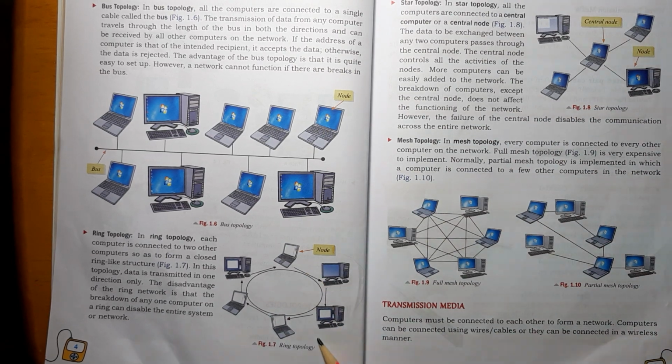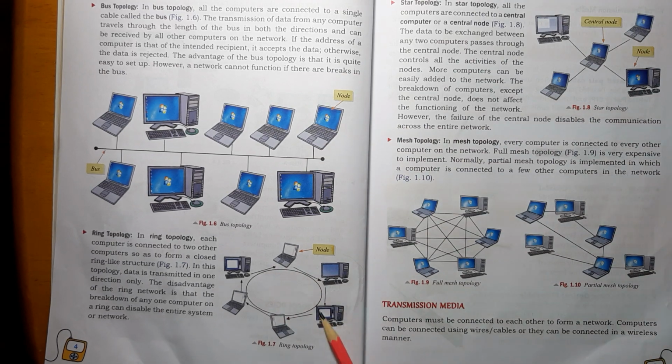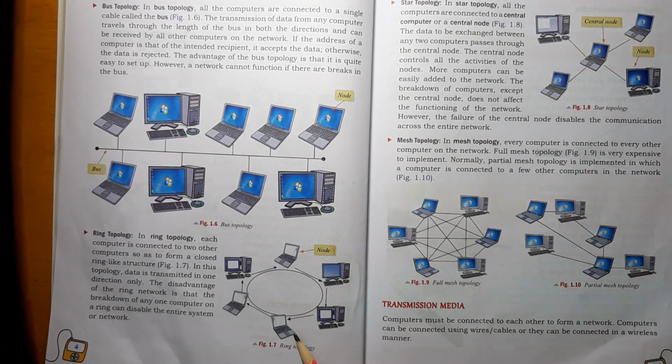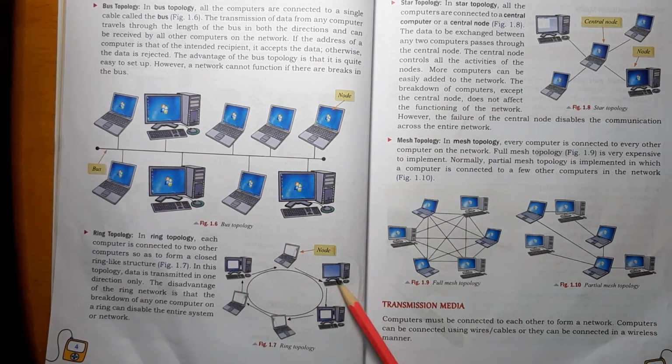So here in this picture we can see the arrow marks which indicate the clockwise direction of this ring network. And the disadvantage of the ring network is that the breakdown of any one computer on the ring can disable the entire system or network. So that's the disadvantage over here.